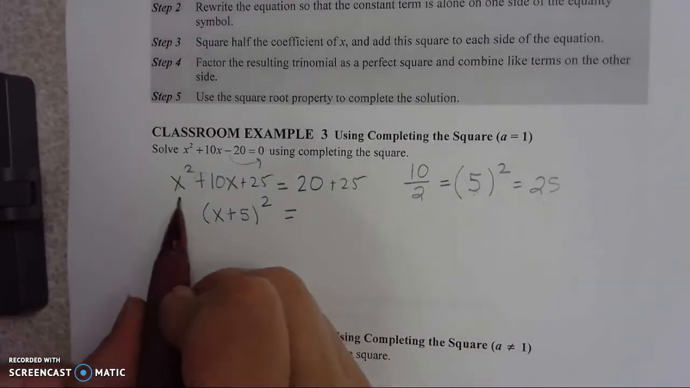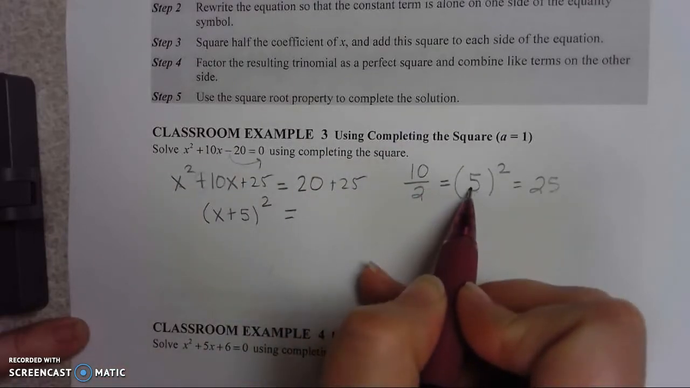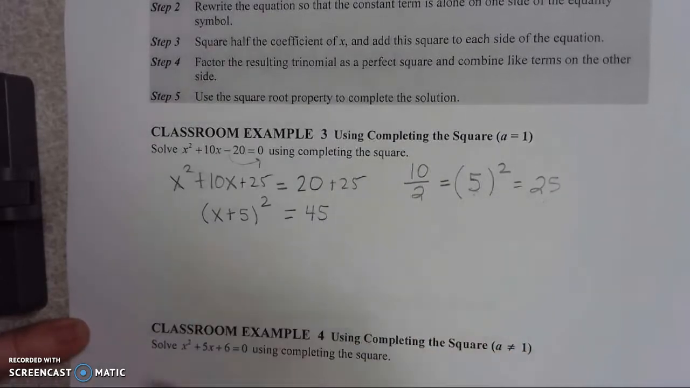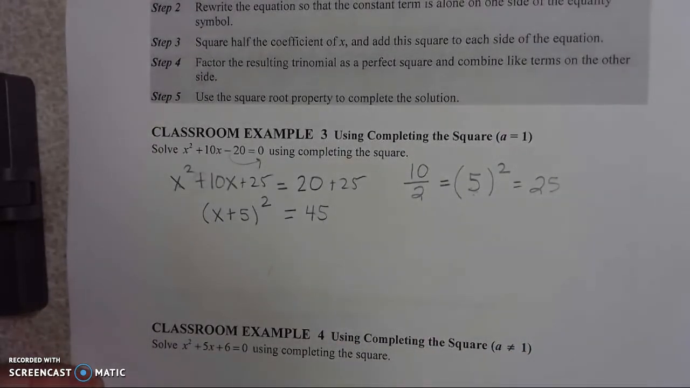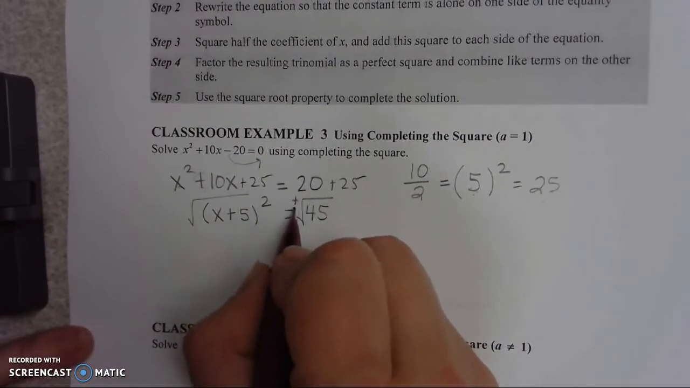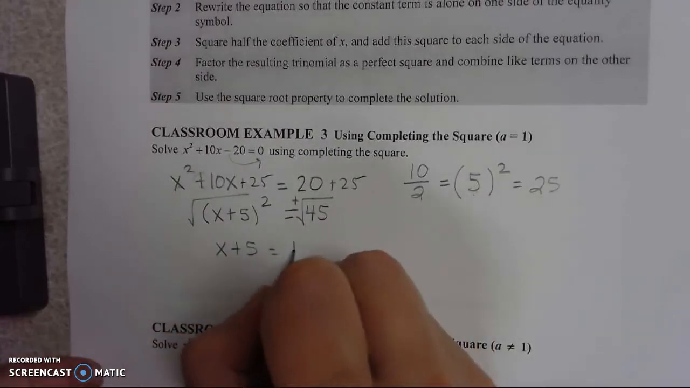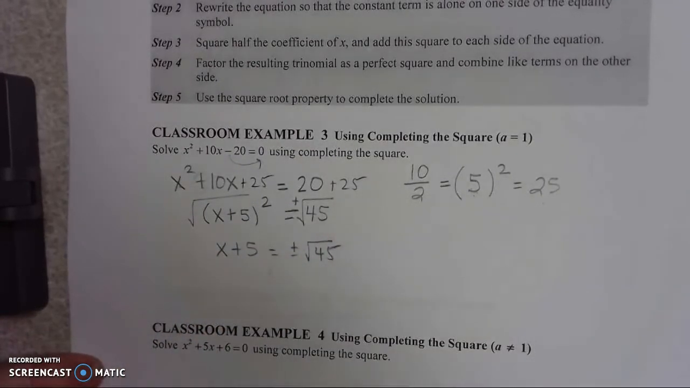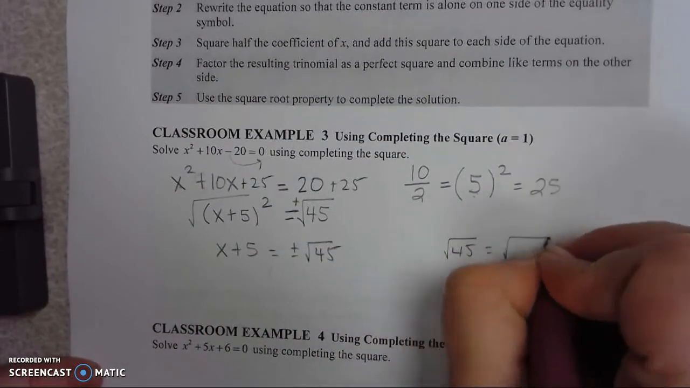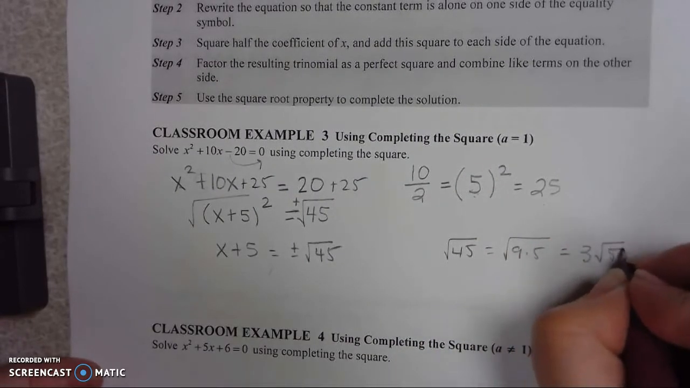For me, it's just easier to remember the variable, this operator, and then whatever I got when I took half is the number that goes there. Equals 45. Now when I take the square root of both sides, remember the square root property says to do plus or minus. So we would now have x plus 5 equals plus or minus the square root of 45. I can simplify 45 into 9 times 5, which would be 3 square roots of 5.